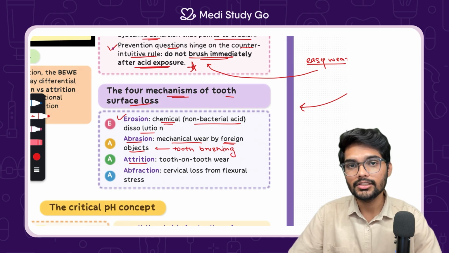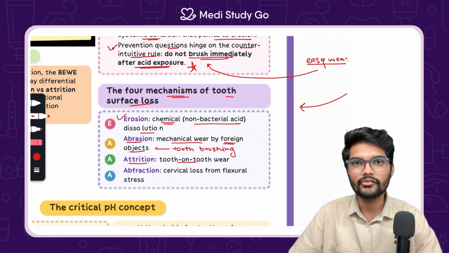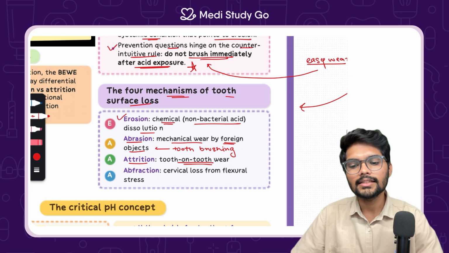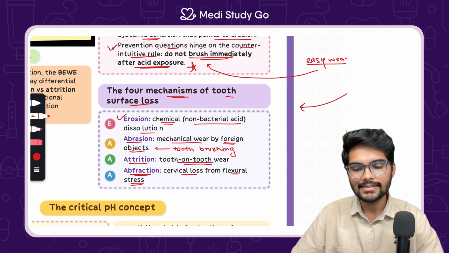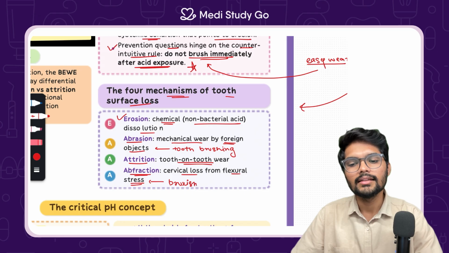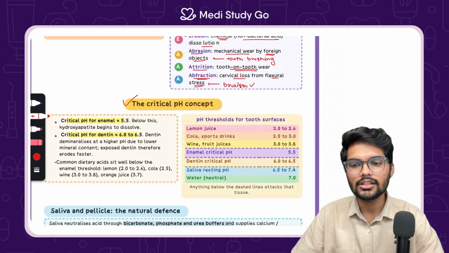After that, we have attrition, which basically is tooth on tooth wear, where occlusal or incisal surfaces wear off. Lastly, we have abfraction, which again is a cervical loss from flexural or tensile stresses, usually seen in the cases with bruxism.